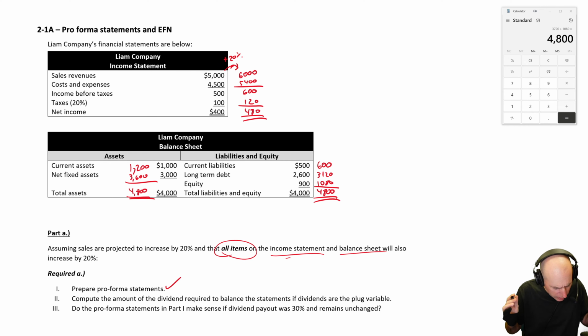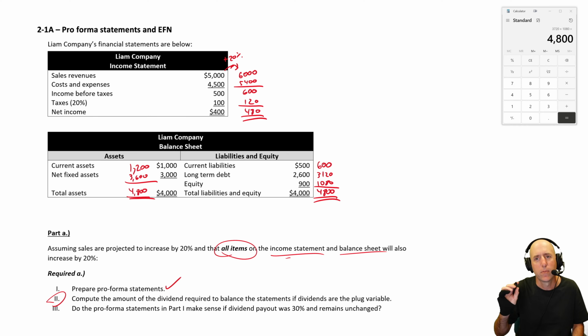So we get to the end and it says, part 2 here, compute the amount of the dividend required to balance the statements if dividends are the plug variable. Okay, this is often confused by students when they're beginning. If I get students to project financial statements, they often will plug their shareholders' equity to make a balance sheet balance. Like they sort of go, okay, I know what assets are and I know how they're going to change. I know how liabilities change, but equity, I'm just going to plug and make it work. And that's essentially what we've done. We've plugged the equity by plugging dividends. So let's think about how equity works. And this is something you need to know.